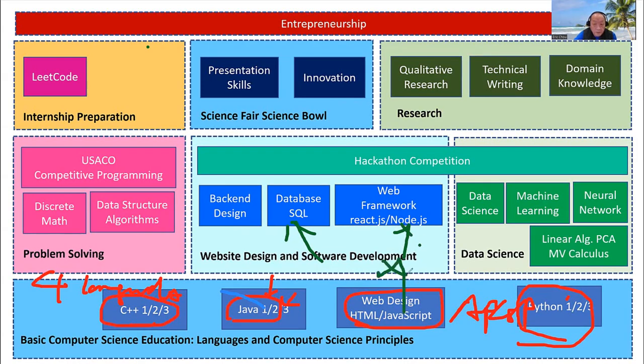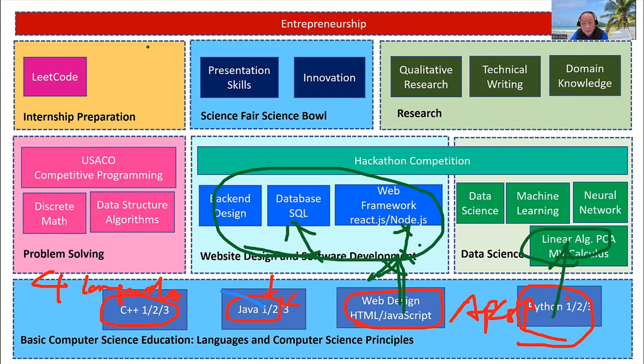So from here you go into website design, including the back end and front end. And from Python, you go into mathematical study and also data science, machine learning, and neural networks. These two combined, you can participate in hackathon competitions. And then they go into research and science boards, using computer science. So these are the overall things that you need to do in high school.